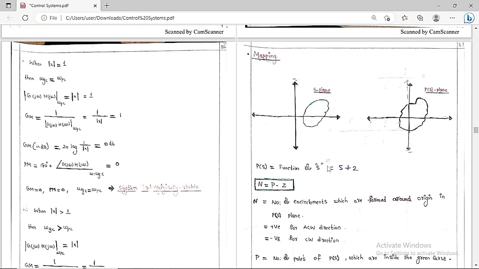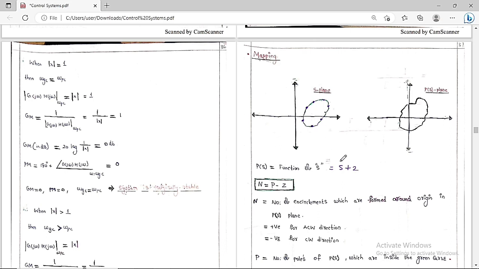Basically now I am going to draw a small circle like this. Only the points which lie on this curve I am going to consider. I am going to substitute all these points in this equation. Then definitely I am going to get a real part and an imaginary part, because S has a real part and an imaginary part. So if you substitute, again you are going to get a real part and an imaginary part. Now I am going to plot all these points.